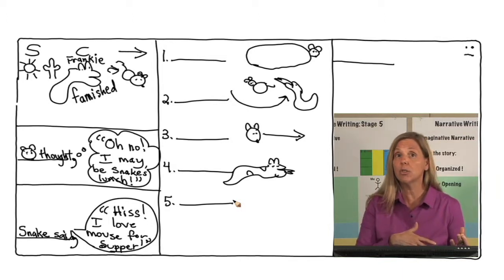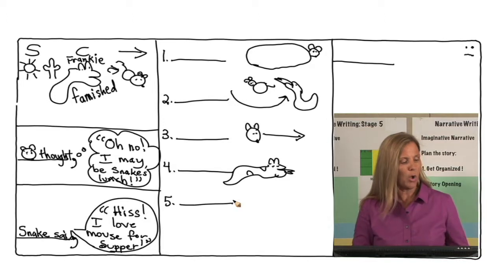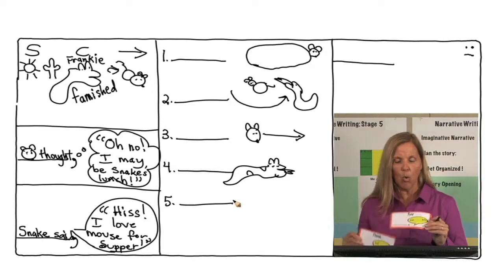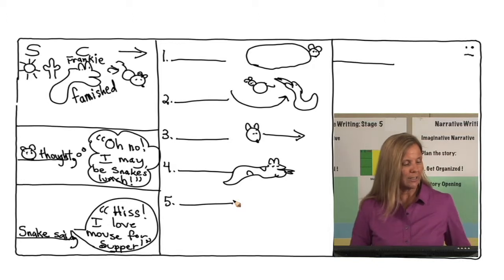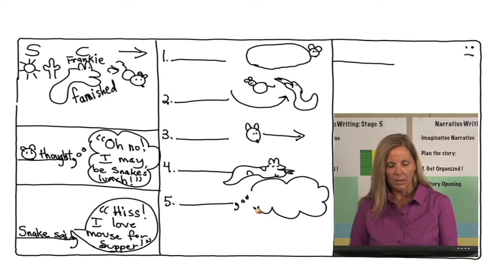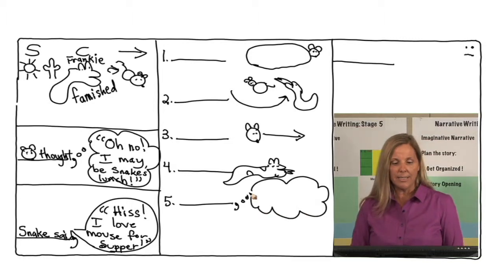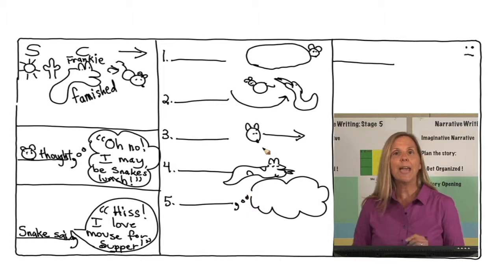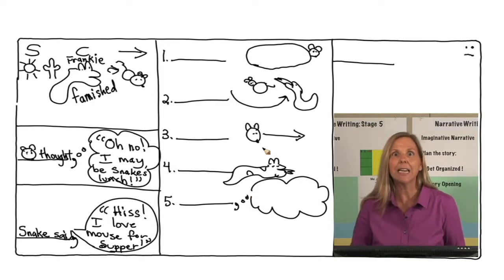What happened next? Do we want another action? Do we want Mouse to do something, Snake to do something, or do we want a reaction where one of them is thinking or saying something? Let's do a thought bubble. Let's reveal the snake's thought because the mouse got away. The snake is chasing after that mouse. What would the snake be thinking? Because he's really upset. So what would the snake be thinking?